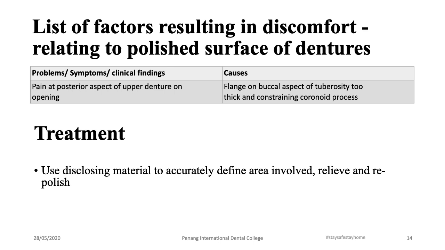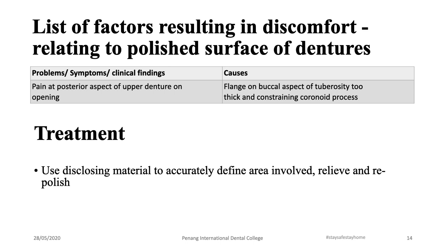So pain on the posterior aspect of the upper denture on opening alone. That is the posterior portion of the flange of your buccal sulcus is actually impinging on something. What is happening is the flange on the buccal aspect of the tuberosity is too thick, and this is impinging on the coronoid process. That is your coronoid process, which is on the mandible. So when the patient is opening, these flanges are touching those coronoid process and pinching the oral mucosa on top of it. So how do you treat it?